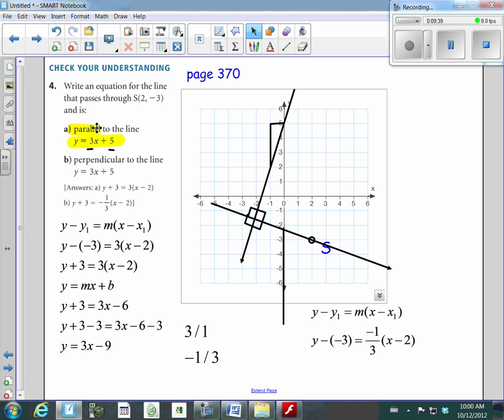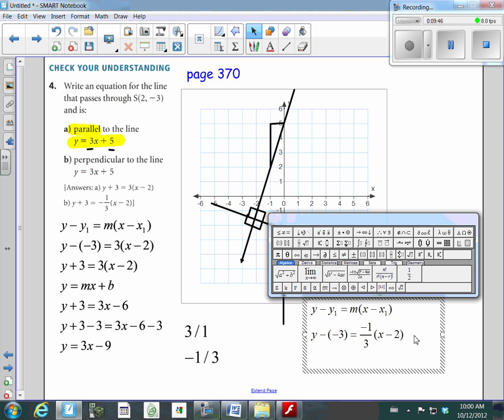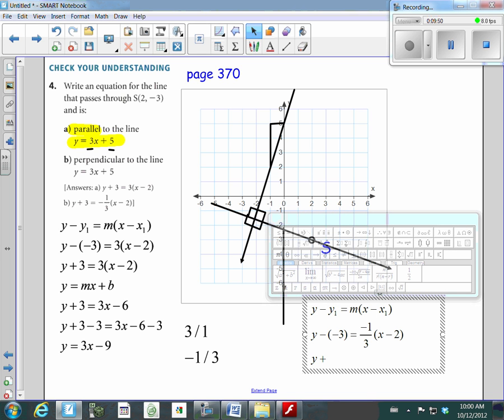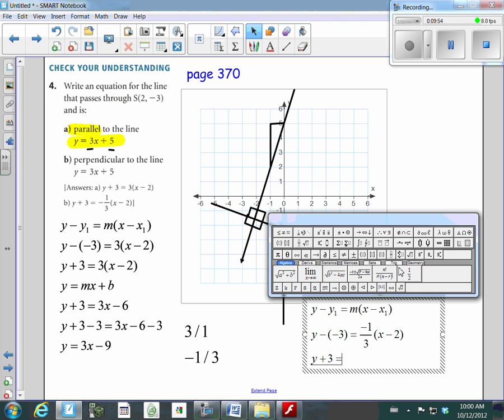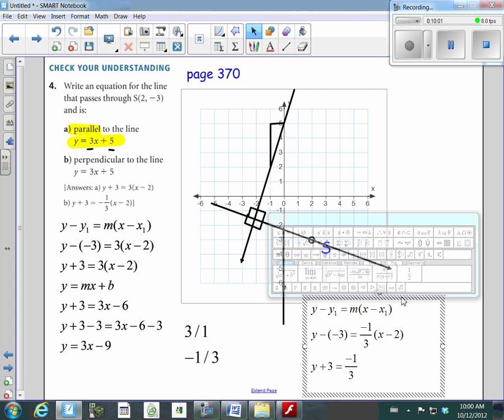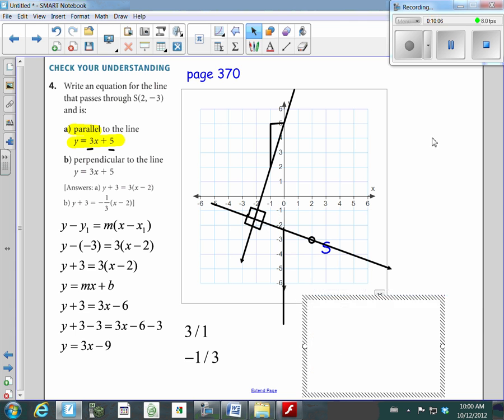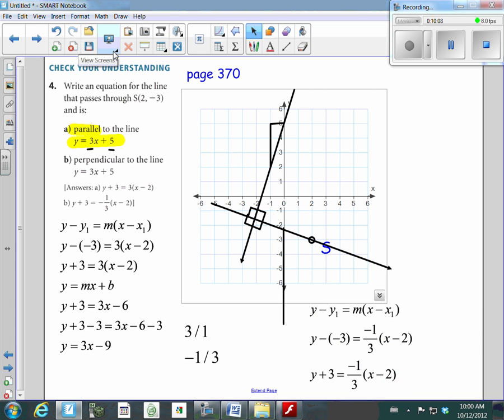And since they didn't state what version they wanted for the equation of the line, we can just leave our answer like that. But it would definitely be good to say, since we have a double negative on the left-hand side, let's change it to y plus 3 equals negative 1/3 times x minus 2. Okay, I'm going to put the entire solution up here so you can take a look.